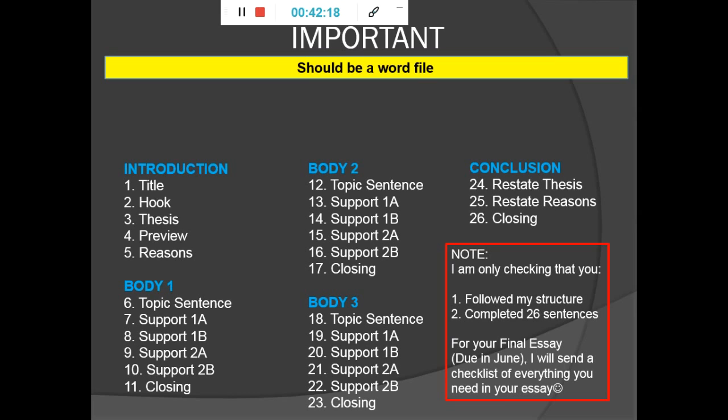And for your final essay, and that's going to be due sometime in June, I will send you a checklist of everything that you need in your essay. So we're going to do the same type of thing. And also, it's very important to make sure that you have your 3 sources, and you'll have to look at those online according to your own topic, and also make sure that you do not just simply copy and paste, which is plagiarism. So you want to use those strategies that we learned about paraphrasing and that, okay?